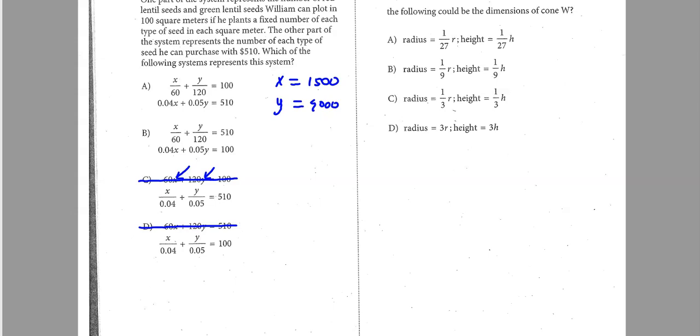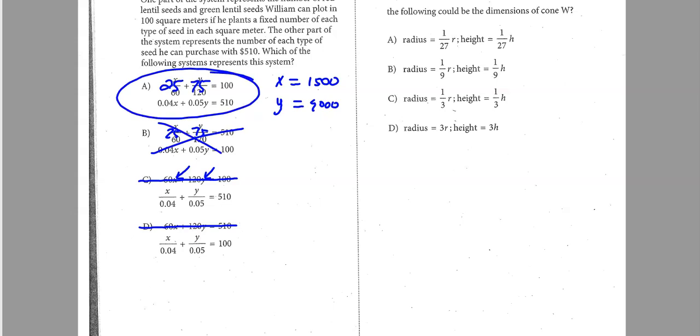And now I'm just going to put in my calculator, whatever's fastest. Maybe I'll just put it in this bottom part. Let's go 1,500. 1,500 divided by 60 is 25. And then 9,000 divided by 120 is 75. Hey, that works. And if I put it in here, 25 plus 75 wouldn't work. So I think the only one it works for is A.